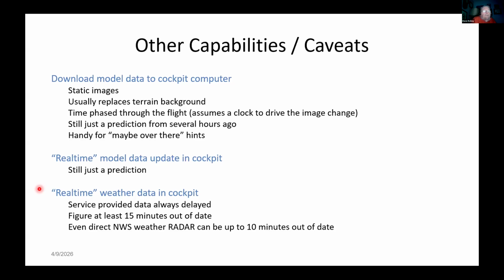Even the National Weather Service radar, remember I said it was 10 minutes if it was nice and clear, and it was 5 minutes, but don't bet your life on that 5 minutes. It still could be 10 minutes out of date.